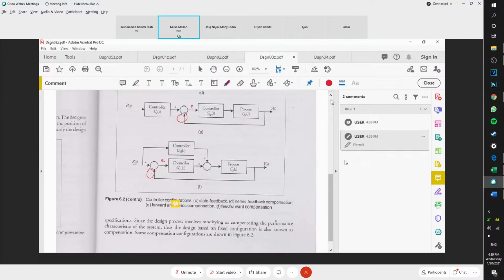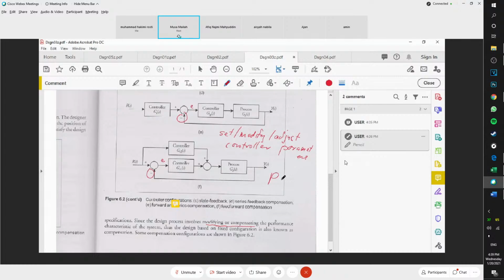So the design process involves modifying or compensating the performance characteristics of the system. So what do you want to modify? Normally, when you say design, you want to set, modify, adjust. Adjust what? Modify what? Controller parameters.